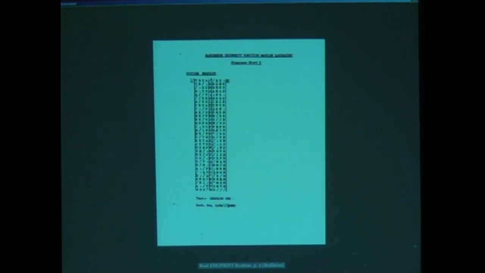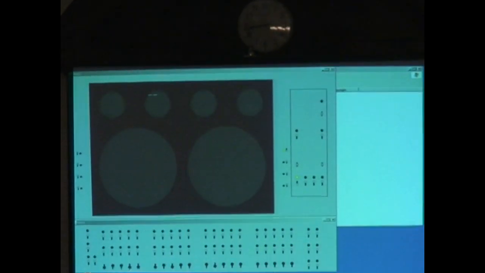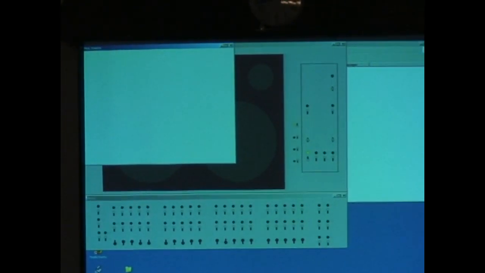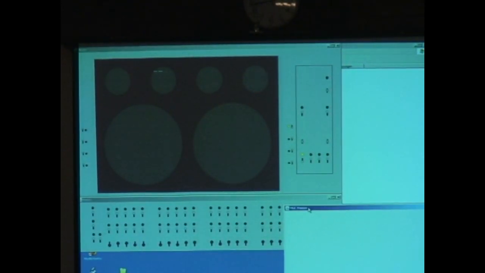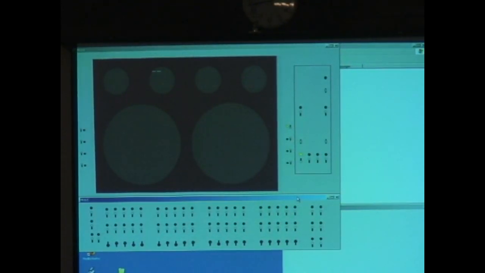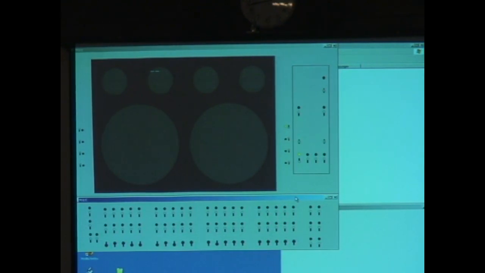But okay. I'm running the fake now, and I told you it's a fake, so it should be okay. But what you see here is the emulator with a very poor representation of the user interface. Please excuse that, I didn't work on that aspect at the time.